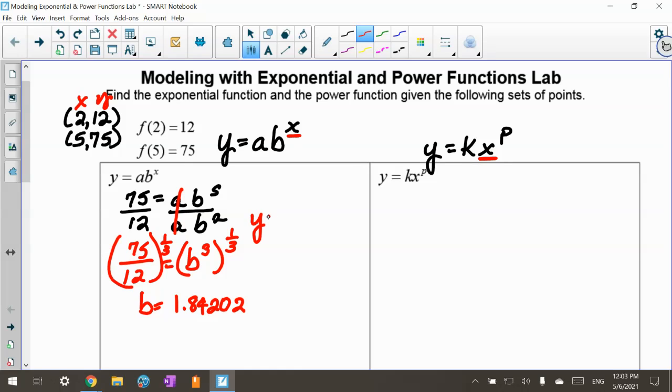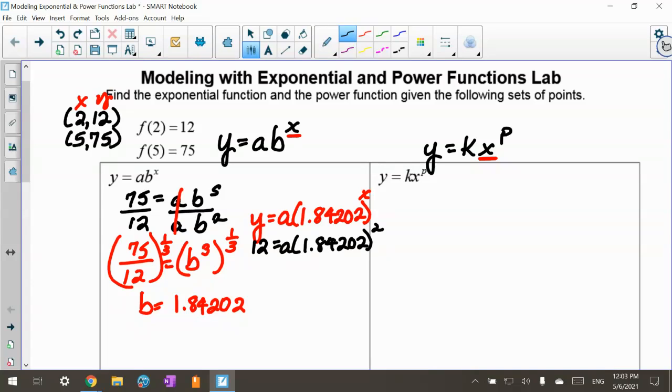Now I'm going to write y equals a, and my b is now 1.84202 to the x. And now all I'm going to do is plug in one of the points. So I plugged in the (2, 12). In the y spot, I put a 12. In the x spot, I put a 2.